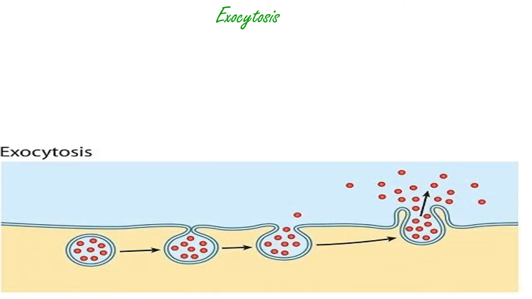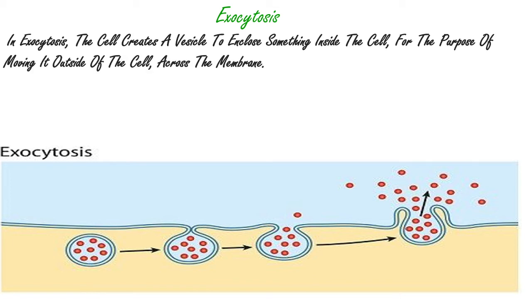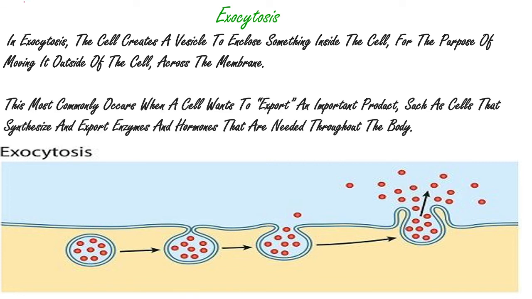So next is exocytosis. Exocytosis is the process where the waste material of the cell, or material the cell synthesizes, is transported outside the cell. In exocytosis, the cell creates a vesicle to enclose something inside the cell for the purpose of moving it outside of the cell across the membrane. This most commonly occurs when a cell wants to export an important product such as enzymes and hormones that are needed throughout the body.